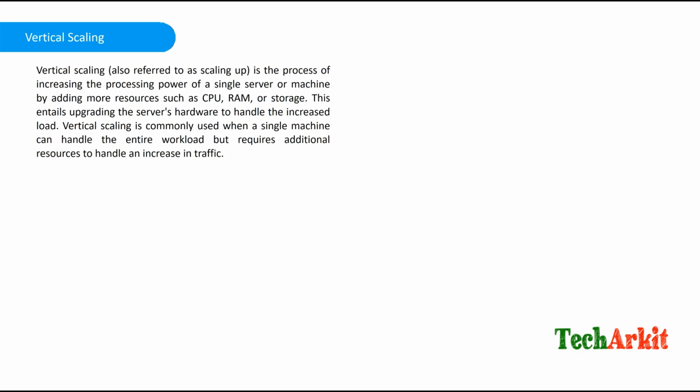Example: if you have a single server and your resources are not good enough, say you're running some processes and it's slowing down. So what you have to do is add more RAM, more CPU cores, more storage to perform better. So vertical scaling is commonly used when a single machine can handle the entire workload but requires additional resources to handle an increase in traffic.